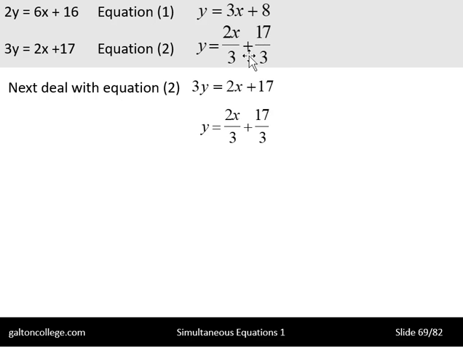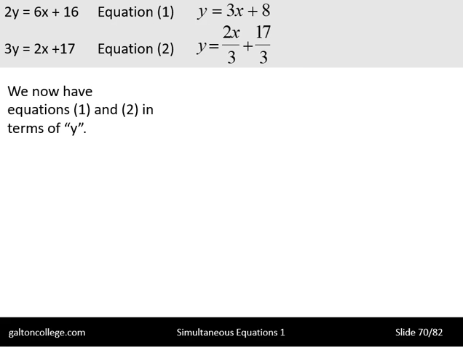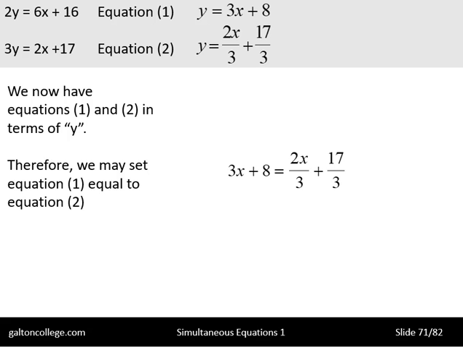So that's not as nice as the first one. We've got fractions here, but we won't be put off by fractions. We have equations 1 and 2 in terms of y. That's the point. So if we set them equal, both are equal to y, you see. So now we can say that 3x plus 8 is equal to 2x over 3 plus 17 over 3, because the y's are the same.